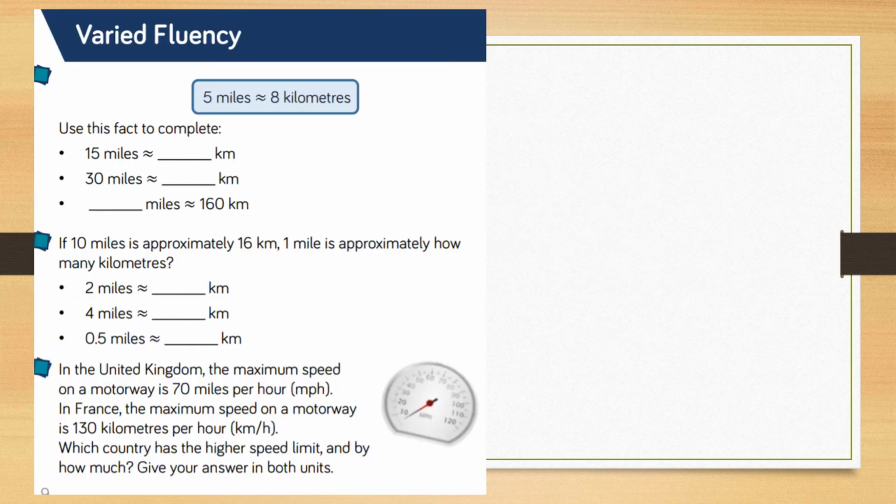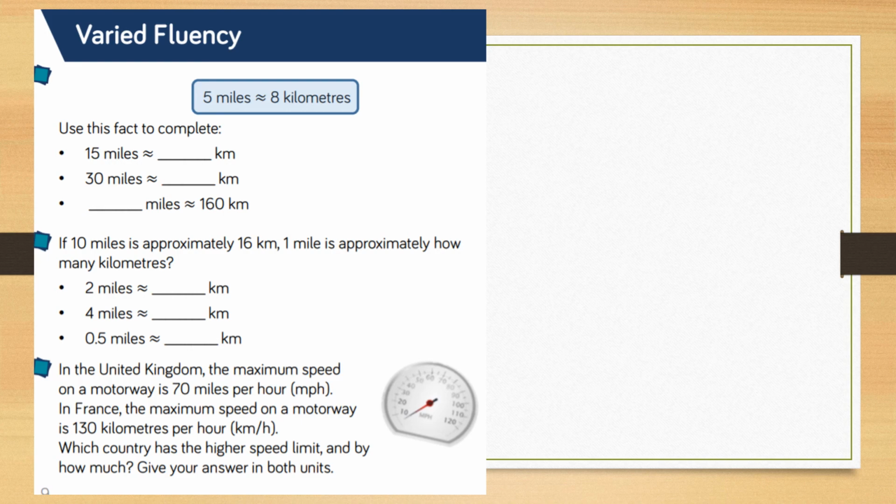Okay, so use this fact to complete. So 5 miles is approximately equal to 8 kilometres. So to get from 5 miles to 15 miles, you have to find a common multiple. Now that common multiple is 3. 15 divided by 5 is 3. So if you times 5 by 3, you get 15 miles. So because we've timed the 5 by 3, you can time the 8 by 3, which would give you 24. So it's approximately equal to 24 kilometres.